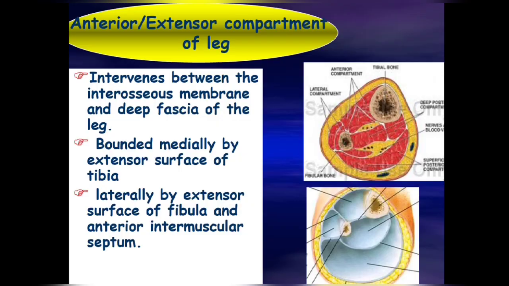Now some details about the anterior compartment of leg. The anterior compartment intervenes between the interosseous membrane and deep fascia of the leg, bounded medially by the extensor surface of tibia, laterally by the extensor surface of fibula and anterior intermuscular septum. So in this diagram we can again see this is the anterior compartment of leg.